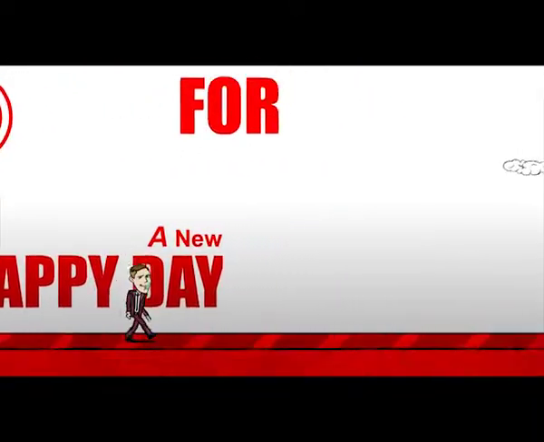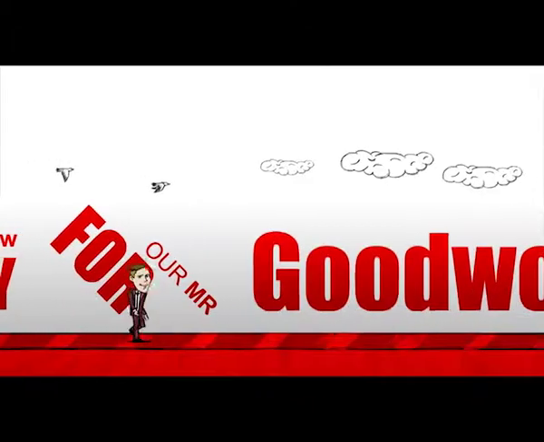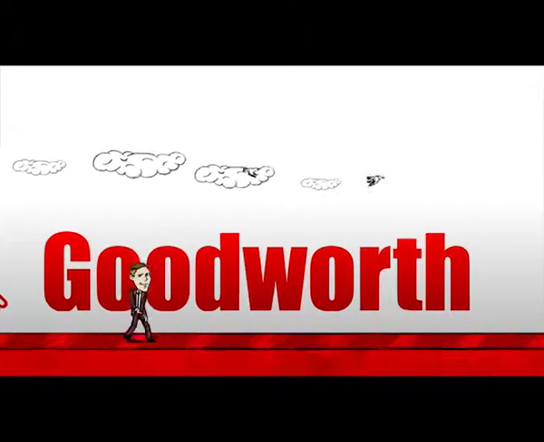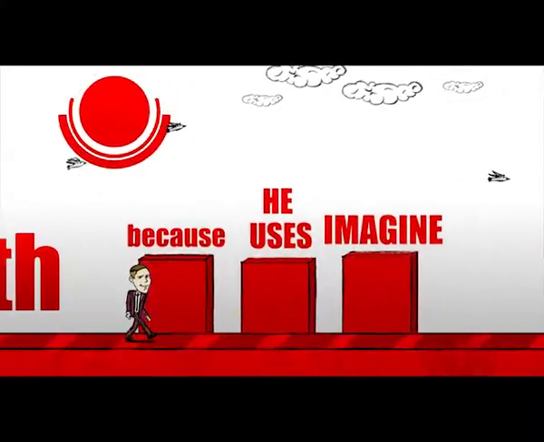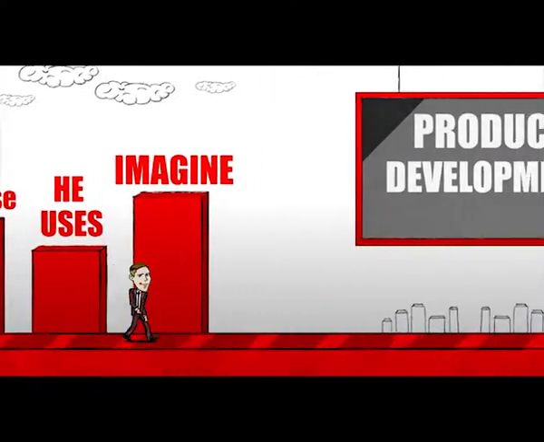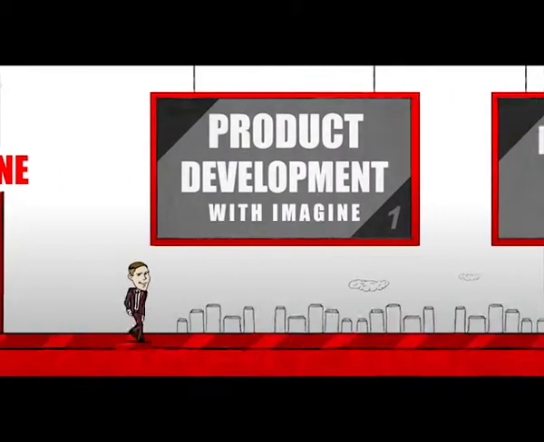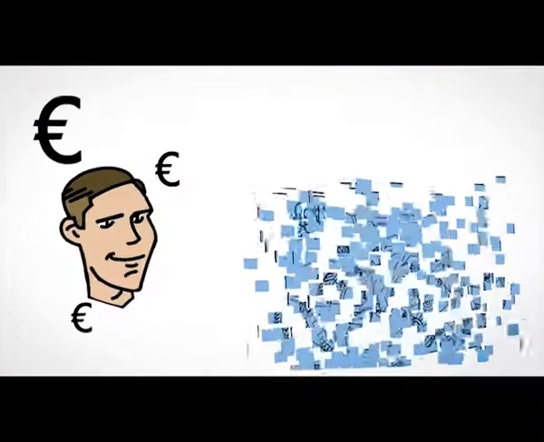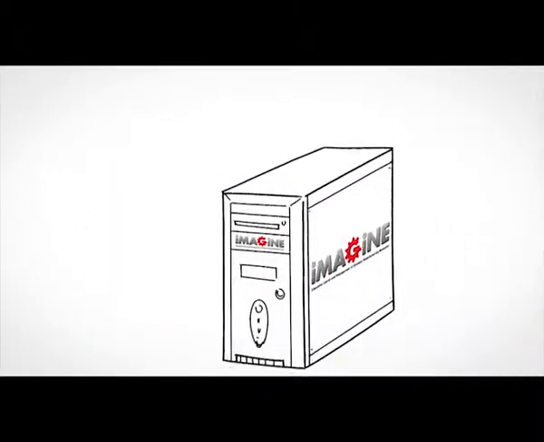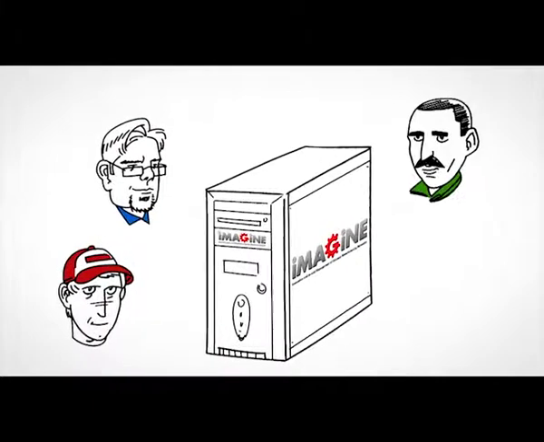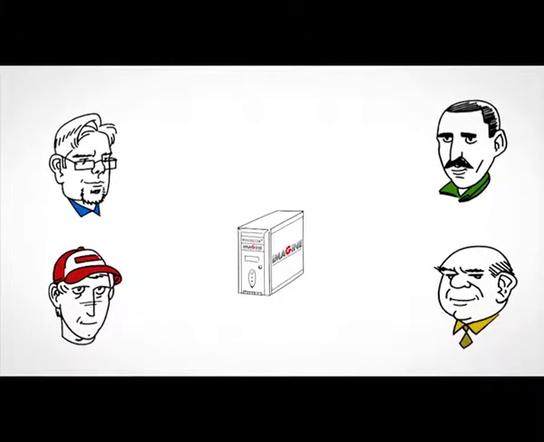Mr. Goodworth, who works in another bicycle manufacturing company, receives the same order. The huge difference as compared to Mr. Lopez is that he and his suppliers have formed a dynamic manufacturing network utilizing the Imagine DMN methodology and its supportive platform. With the draft specifications of the new bicycle as provided by his company's engineers, he asks his external associates to provide detailed blueprints for each specific component.